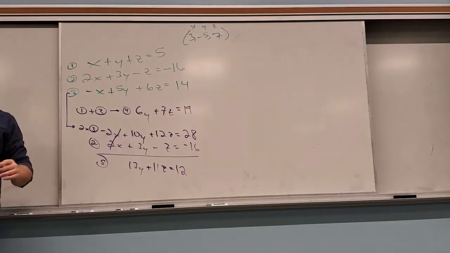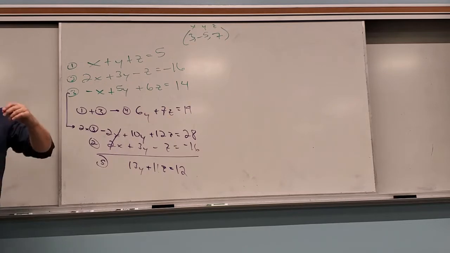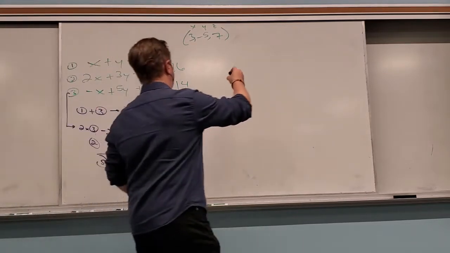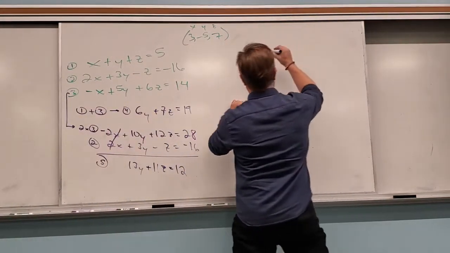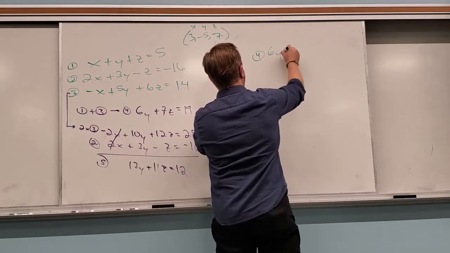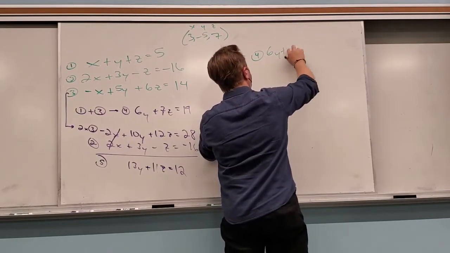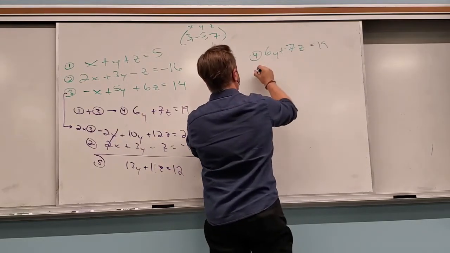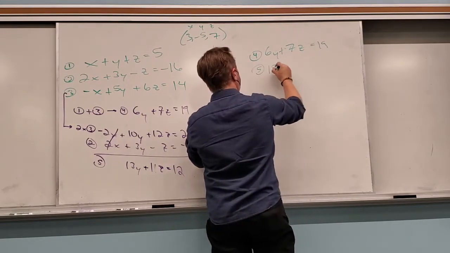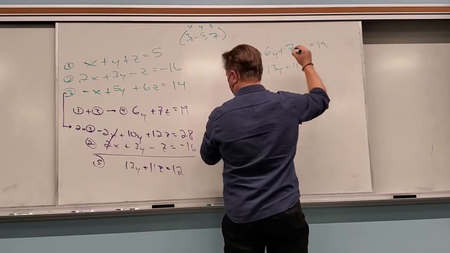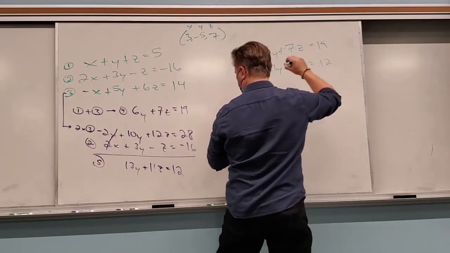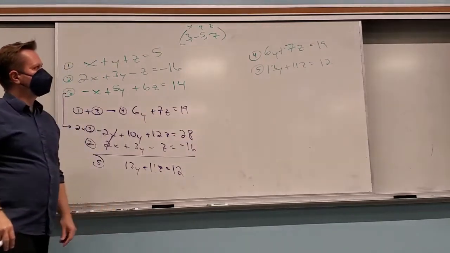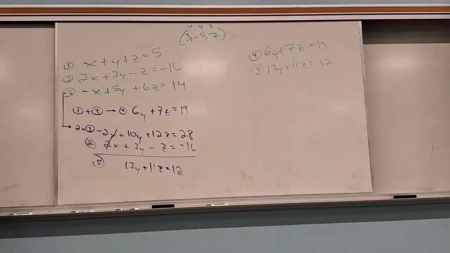I have 5 equations up there, don't I? Which 2 are the best? 4 and 5. So let's see, 4 is 6y plus 7z equals 19. And 5 is 13y plus 11z equals 12. Okay, I love it. I didn't mean for this to come out so gross, but I love it.